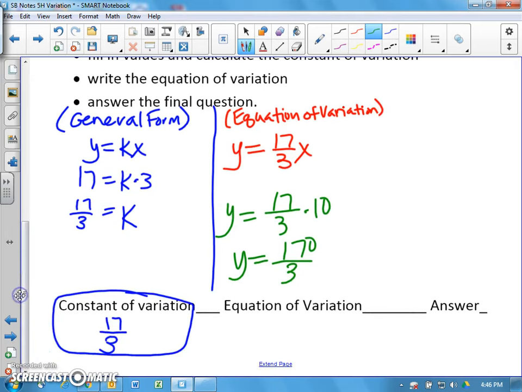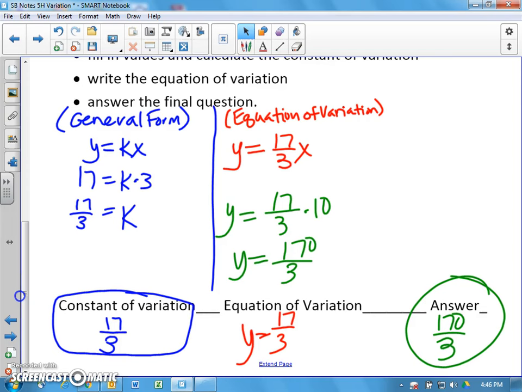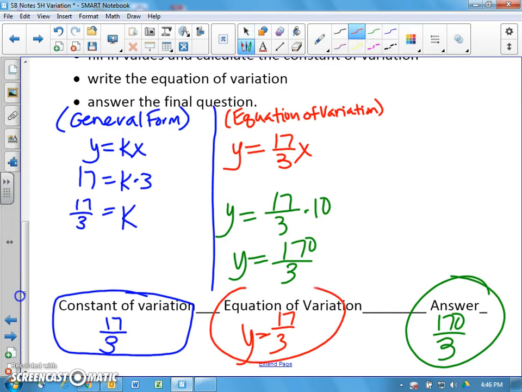So if you look here, I know that my constant of variation is 17 over 3. I know that my equation of variation is y equals 17/3 x, and I know that the answer to the question is 170 over 3. You need to be able to understand what each part of this means and how to find the answers. Now let's move on and look at a word problem.